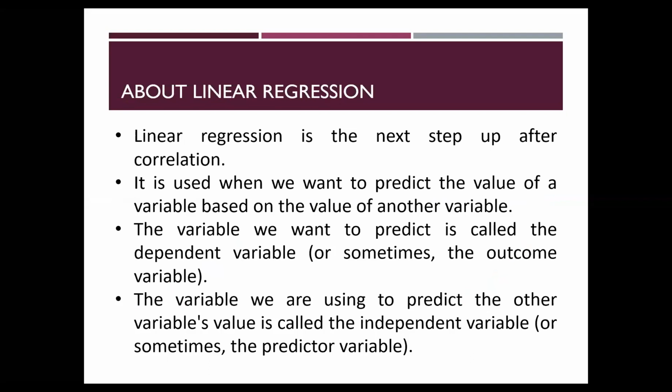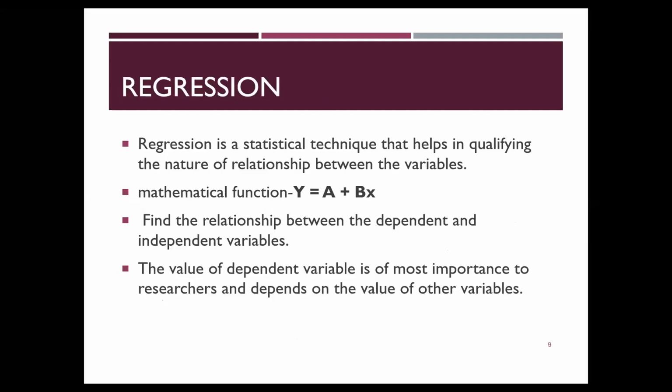When you hear dependent variable, that means that is your outcome, or what you're predicting. And independent variable is what you're using to predict that outcome. For example, in this example which I showed you, plasma volume is the independent variable and the weight is the dependent variable.